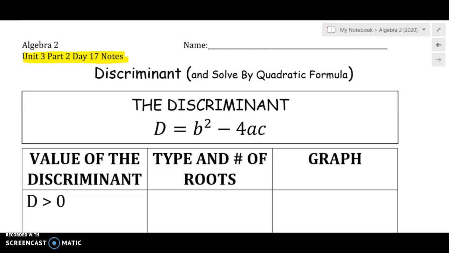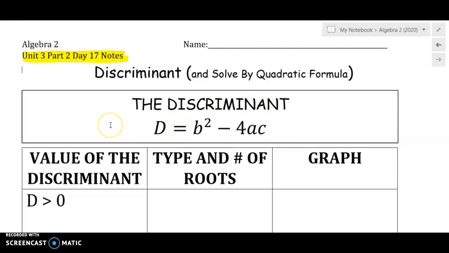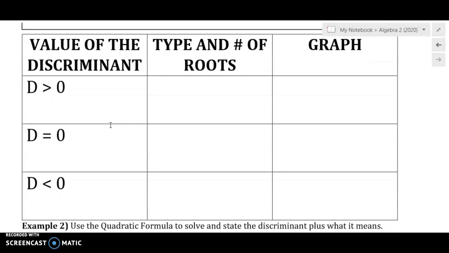But okay, the title for the notes today is Discriminant and solving by the quadratic formula. So we did the quadratic formula yesterday. It's not really going away today. The discriminant is part of the quadratic formula. So it's kind of in there, and I'll show you what I mean in a second. So I did just write the discriminant on the top. D stands for the discriminant equals b squared minus 4ac. And we'll get there, but let's fill out this chart on what the discriminant means.